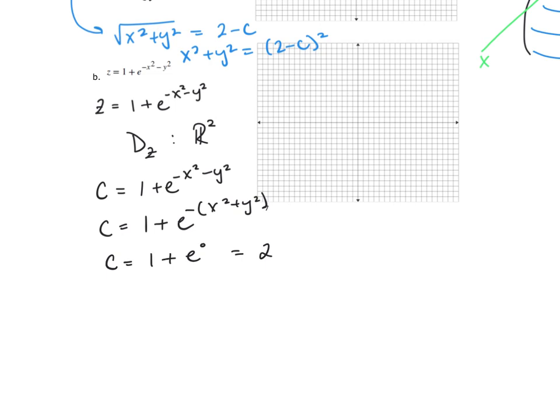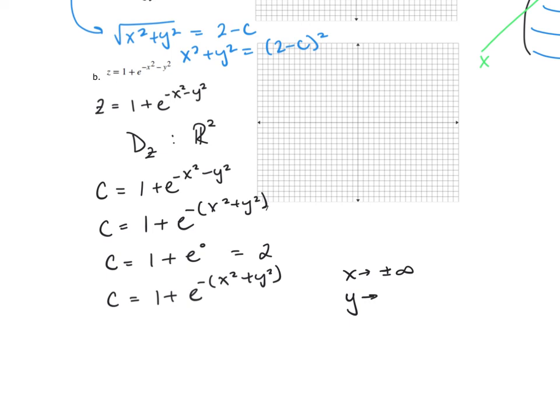Well, c is equal to 1 plus e raised to the negative x squared plus y squared. As x goes to infinity or negative infinity, so let's do it together, as x goes to positive or negative infinity, then I'm going to have e raised to a very large negative exponent, which makes it almost go to 0.